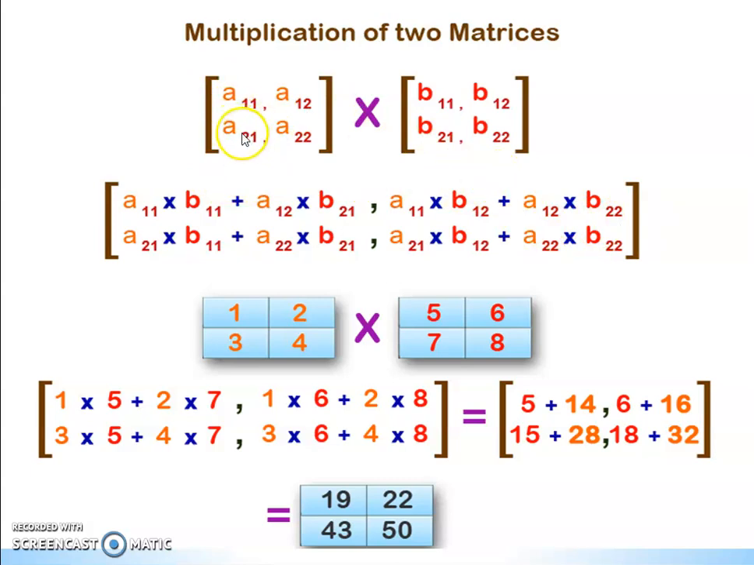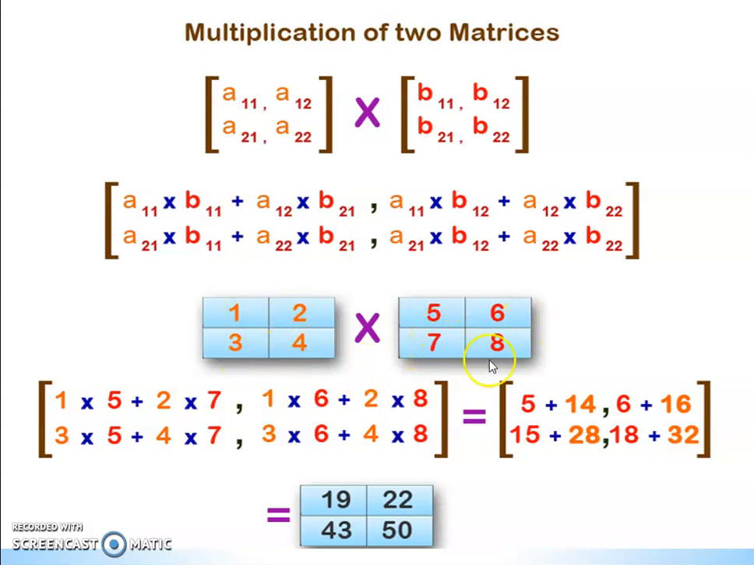Next, the first row is complete for the two-matrix multiplication A into B. Now second row, first column: a21 into b11 plus a22 into b21. Now second row, second column: a21 into b12 plus a22 into b22. That is, first row first column and first row second column are allotted in the first row, and second row first column and second row second column are allotted in the second row. So we take an example to better understand the concept.